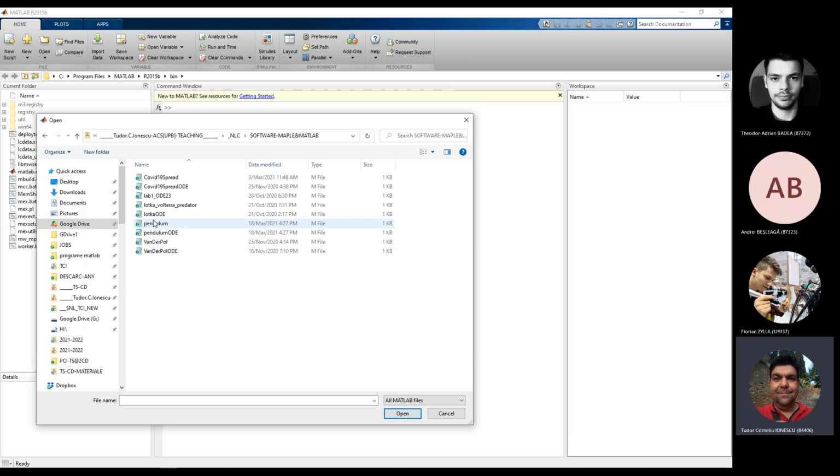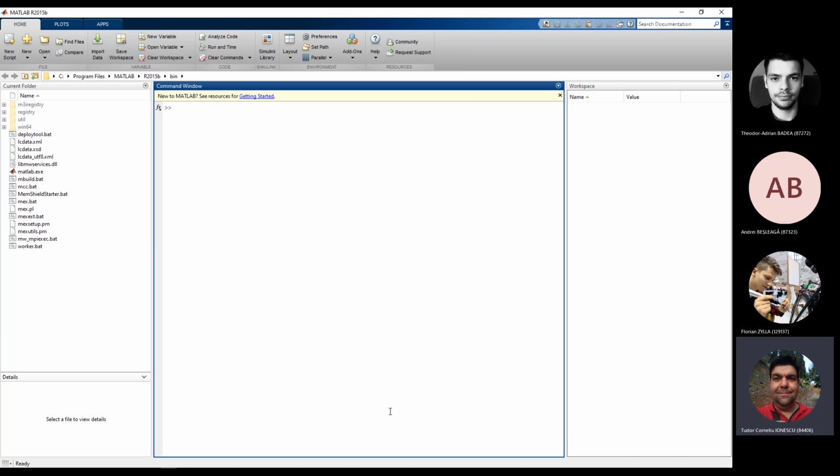So let's see. I have here some models. Let's see Lab 1 ODE. What is it about?